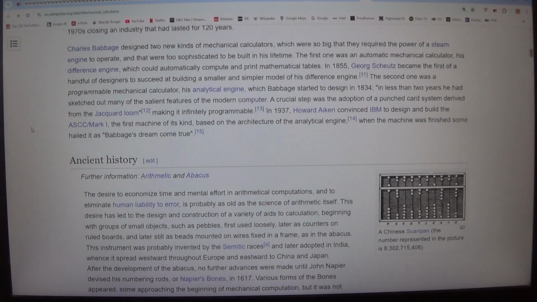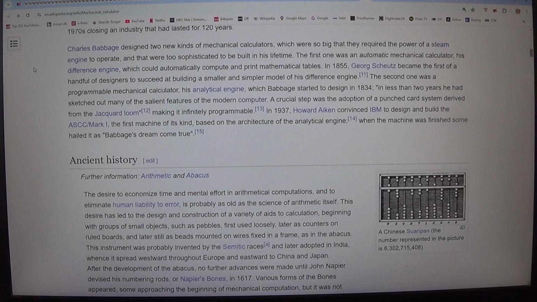Charles Babbage designed 2 new kinds of mechanical calculators, which were so big that they required the power of a steam engine to operate, and that were too sophisticated to be built in his lifetime. The first one was an automatic mechanical calculator, his difference engine, which could automatically compute and print mathematical tables.